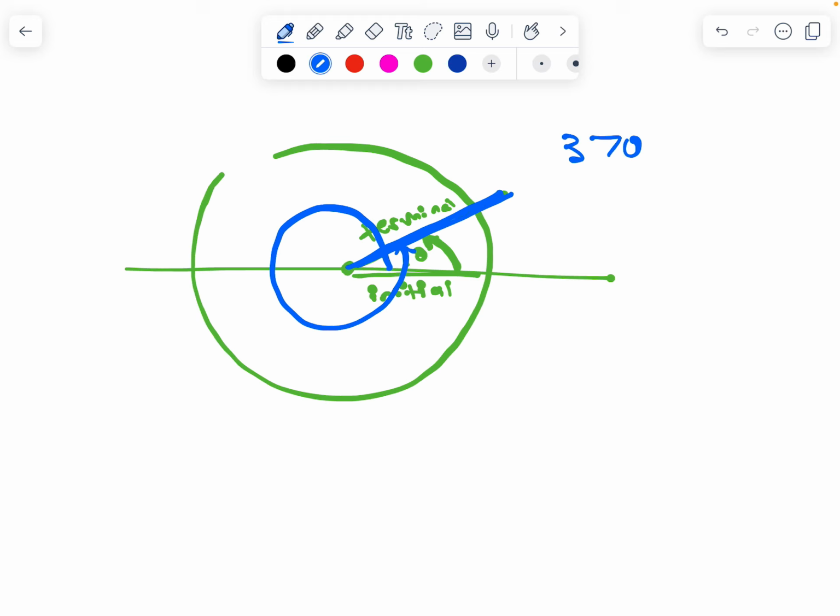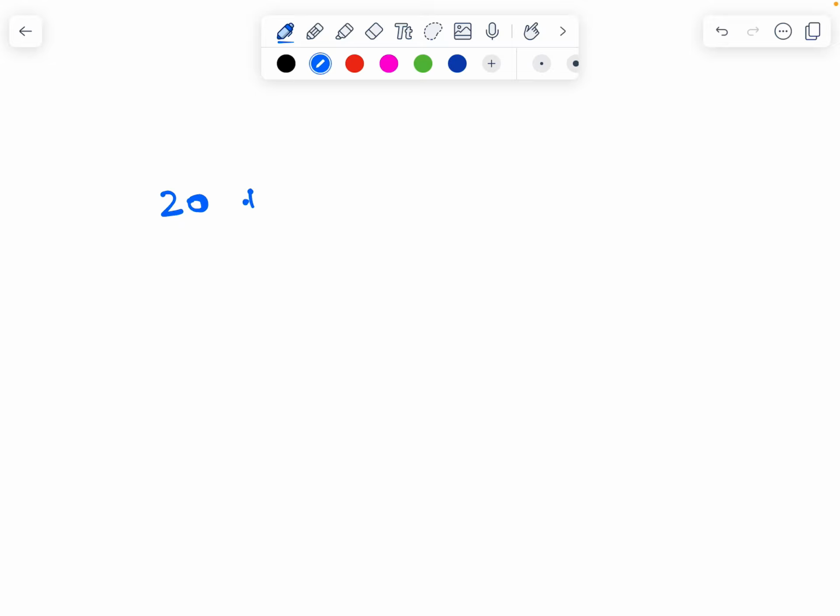So the idea here is that whatever angle you have, if you have 20 degrees, you can add 360 degrees and you can get 380 degrees. So 20 degrees is the same thing as 380 degrees. Or you can also subtract 360. So 20 degrees minus 360 is negative 340. So this is also equal to negative 340 degrees.